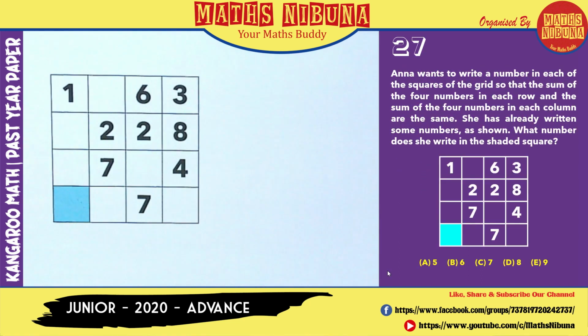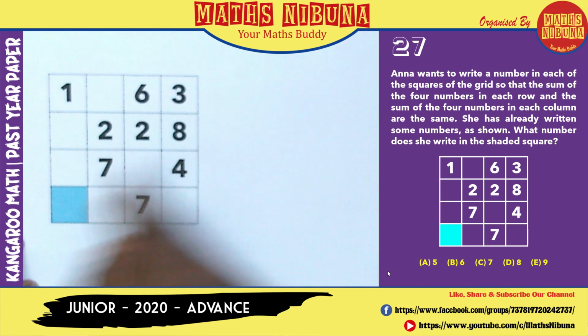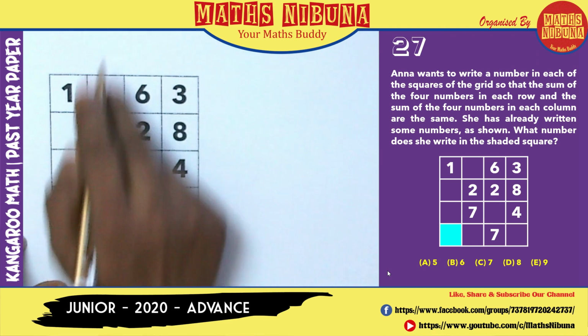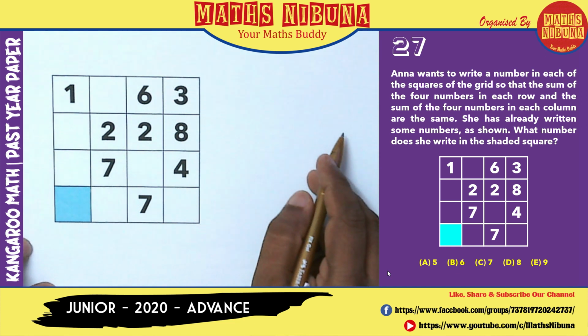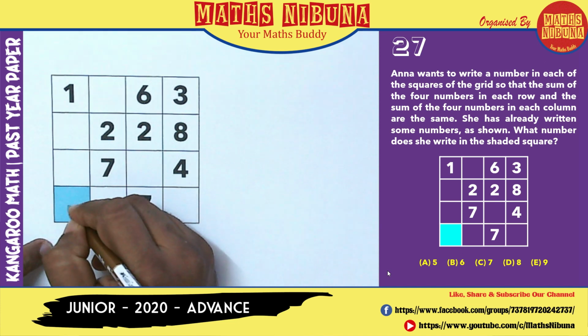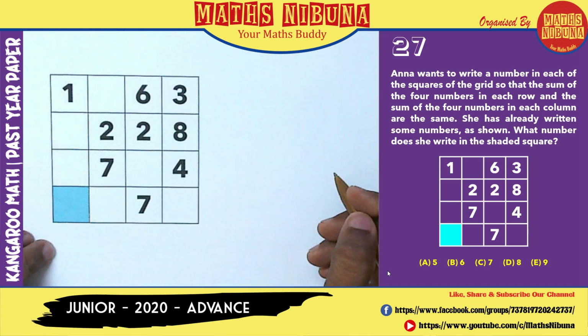Question 27. Anna wants to write a number in each of these squares. The sum of the 4 numbers in each row and the sum of the 4 numbers in each column are the same. That means when you add this 4, this 4, this 4, all must be the same, and the rows and columns must also be the same. She has already written some numbers as shown. What number does she write in the shaded square? What you can do is try to find a row or column which has at least 3 numbers.